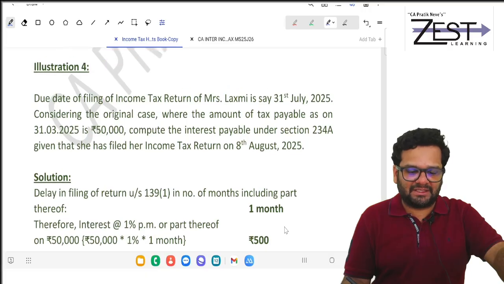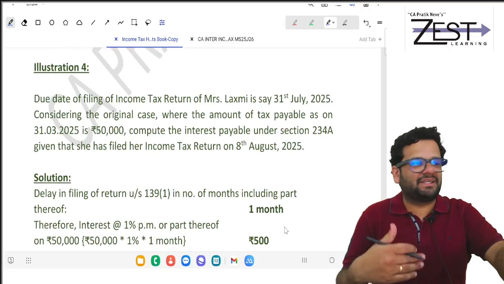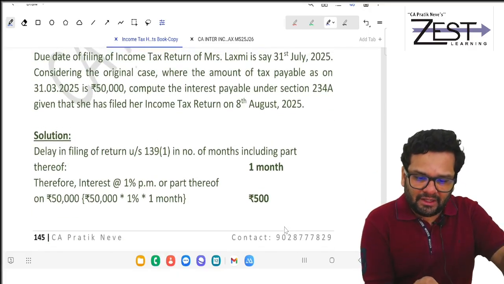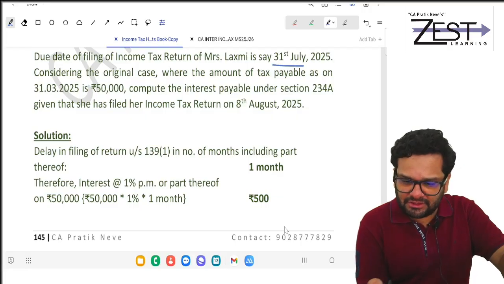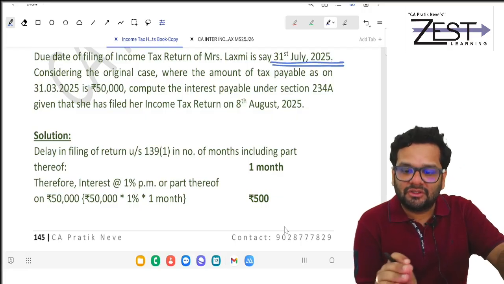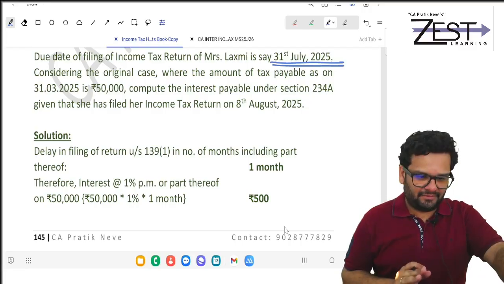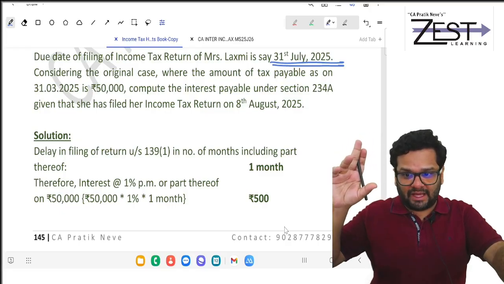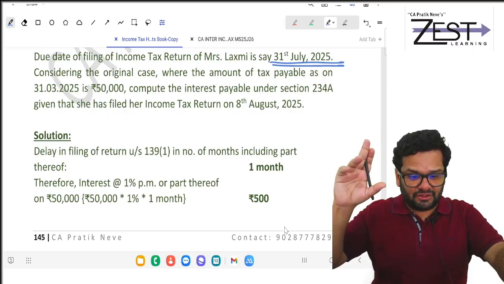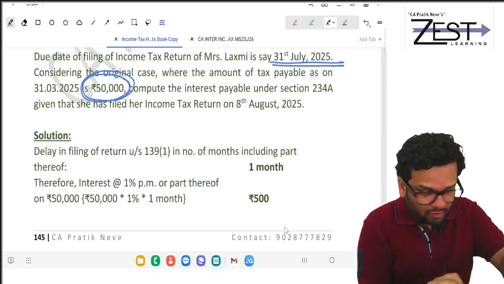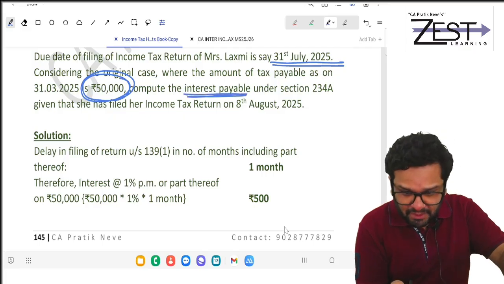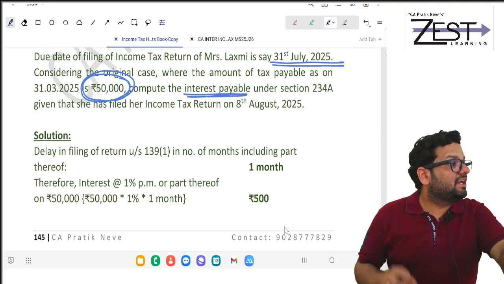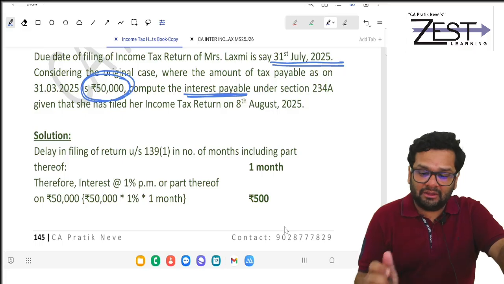So see Lakshmi's example. Same, Lakshmi's example continues. Illustration 4. Due date of filing ITR of Mrs. Lakshmi is 31st July 2025. Considering the original case where the amount of tax payable as on 31st March 25 was 50,000, compute the interest payable under section 234A, given that she has filed ITR on 8th August.